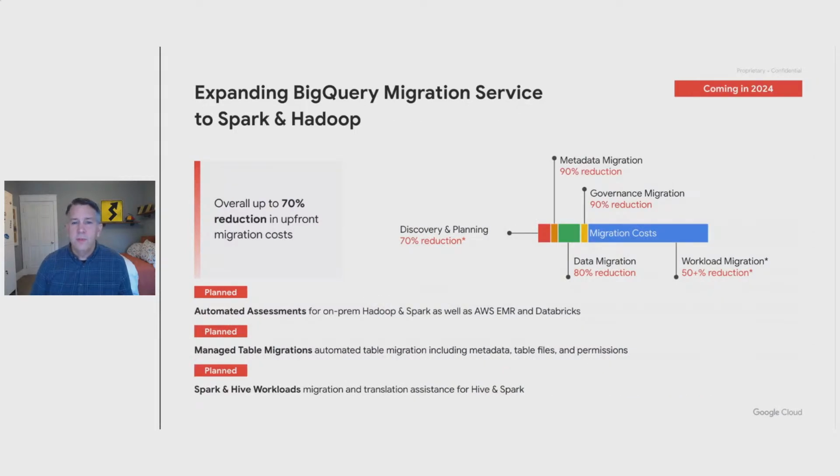We're also excited to expand the migration service to fully cover Apache Spark and Hadoop workloads. And this includes on-premises Hadoop, as well as Amazon EMR or Databricks. And by automating the assessments, metadata, data, and governance, we expect customers to save significantly in their migration costs.